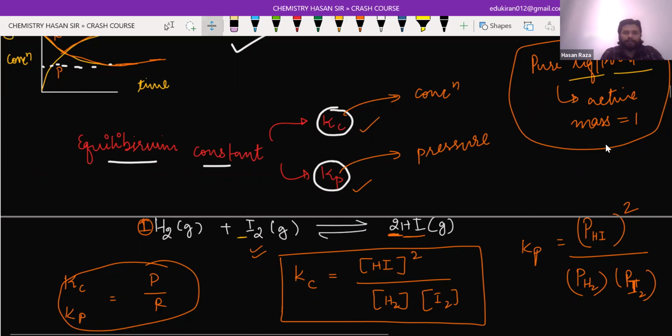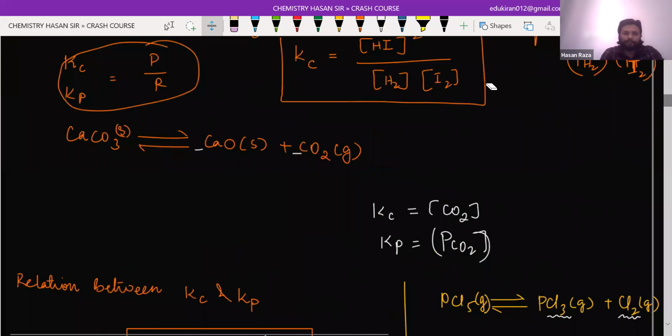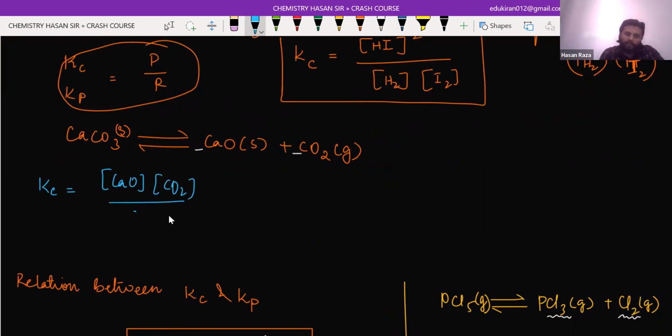Okay. Now see, if you are given CaCO3 in solid state giving CaO and CO2, and you write Kc equal to concentration of CaO into concentration of CO2 upon concentration of CaCO3, it will be wrong. As I already told you, whatever is in solid state, you are going to ignore it. Its active mass is 1. So the value of Kc will be equal to only CO2.